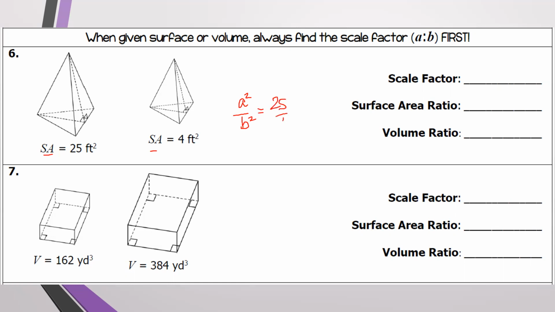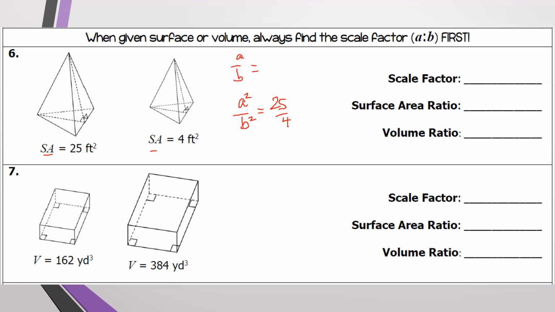You always want to reduce that fraction first. Always check to make sure, does this fraction reduce? If it does, reduce it. If it doesn't, leave it the way it is. 25/4 does not reduce. But now that I know A squared over B squared, I can find A over B.